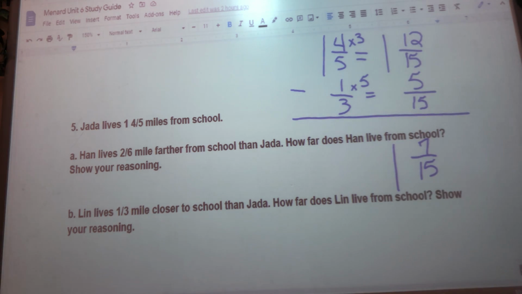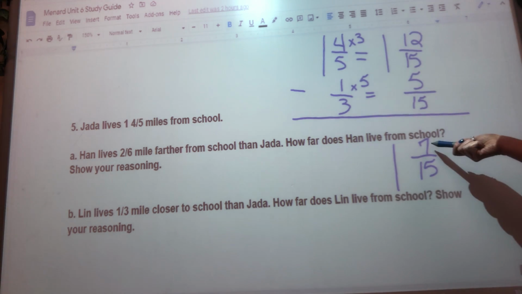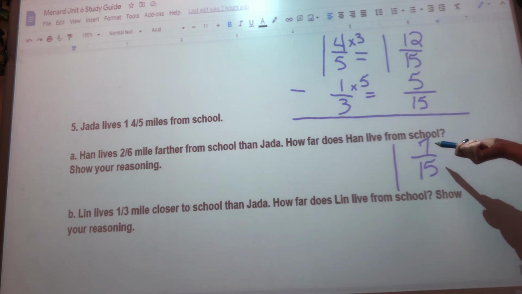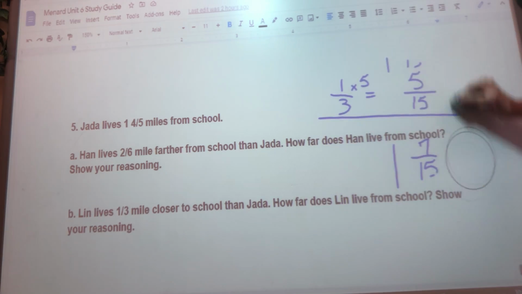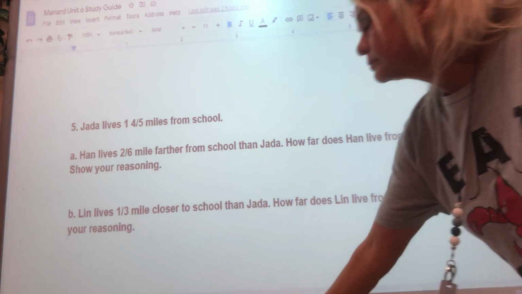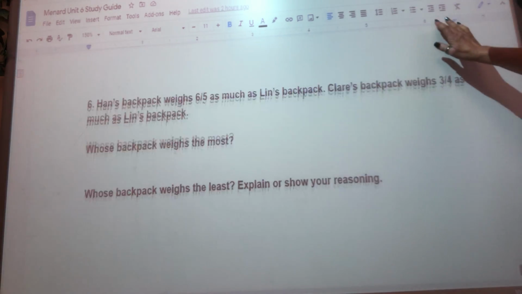Is this simplest form? Yes, because 7 is a prime number. You gonna say improper? Yes, I was. It wasn't improper though.